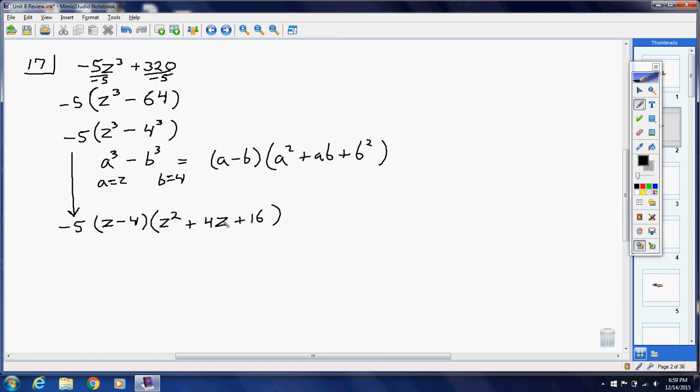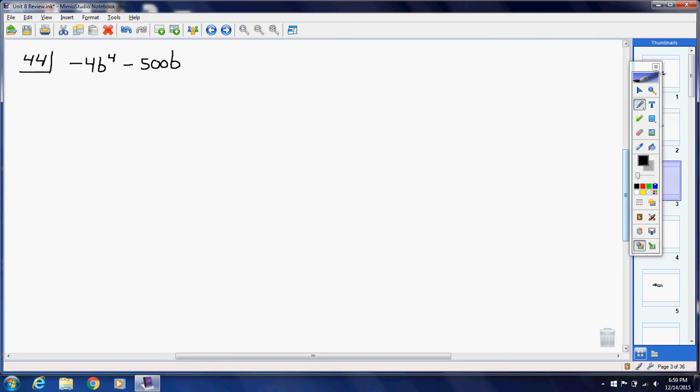All right, and then I should also say that we could use the quadratic formula and factor this as well if we wanted to. But I just want to show you applying this formula for the sum and difference of cubes. All right, let's take a look at this one. Well, I bet we can factor out a negative 4. Let's try that. Factor out a negative 4.